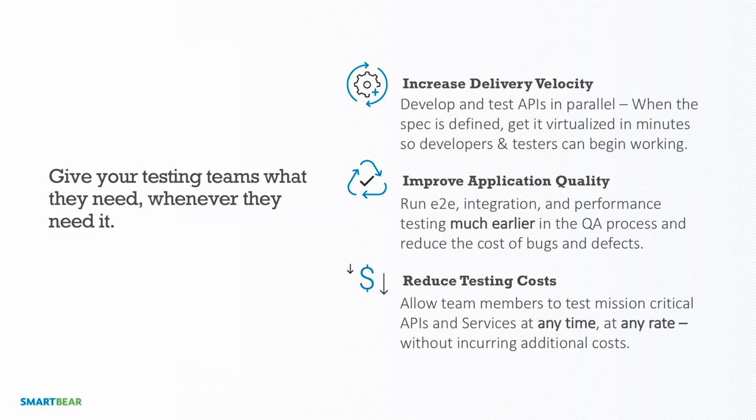And then we're reducing testing costs. We're allowing team members to test mission critical APIs and services at any time, at any rate. So we don't have to worry that maybe Stripe costs 2 cents per call, or that we only have 25,000 free calls of Google Maps. The ability to actually develop and test around those APIs that are accurate and living and breathing without incurring any of these rate costs or anything is huge, again, both on the development side and the testing side.